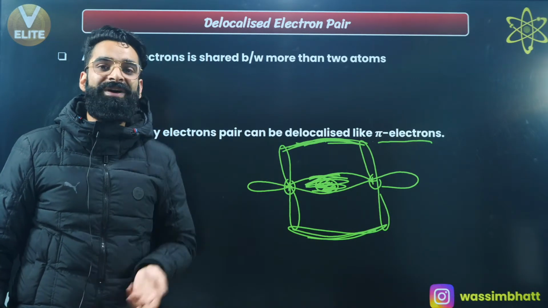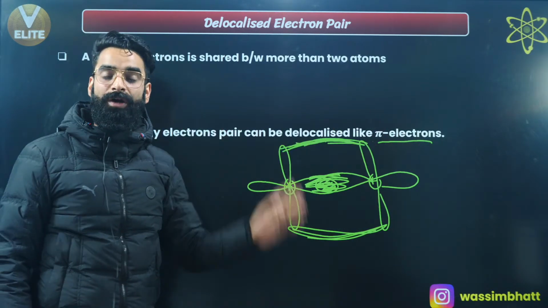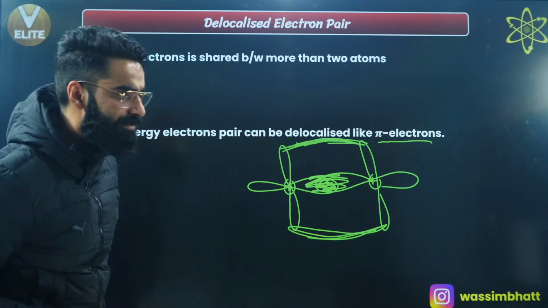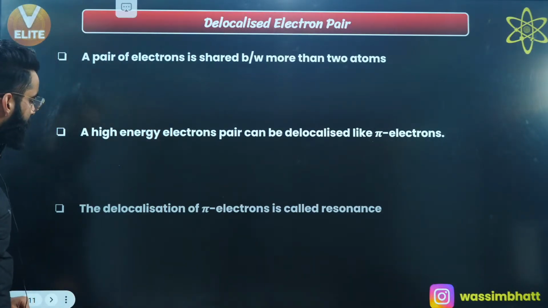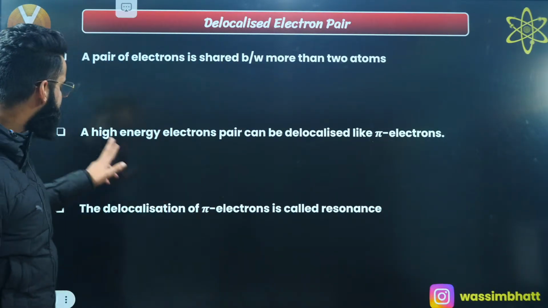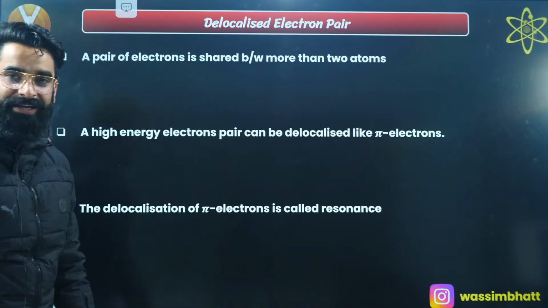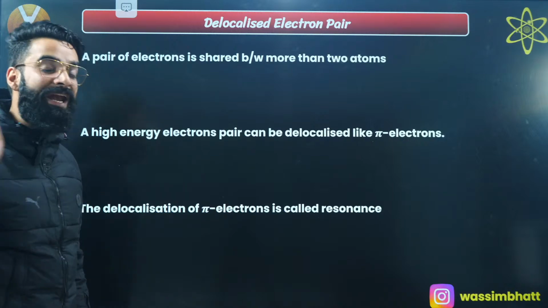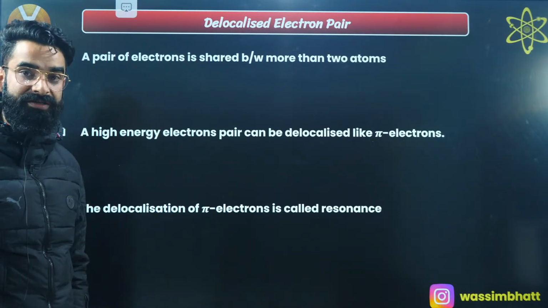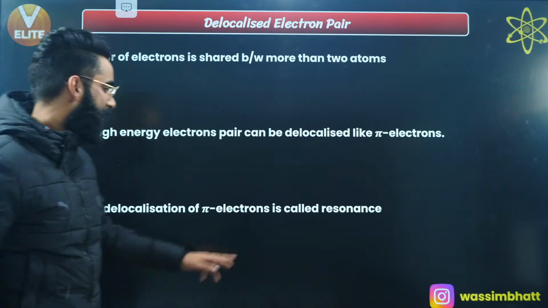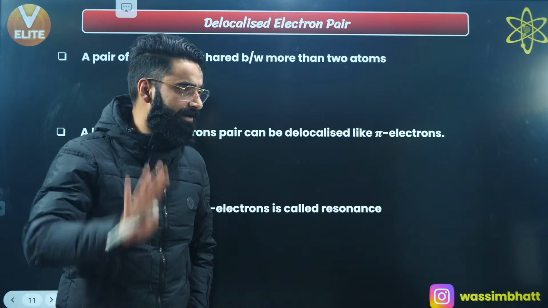Now, which electron pairs are delocalized? Remember, high energy electrons, like your pi electrons, can be delocalized, right? As we discussed, the delocalization of these high energy electrons is something we call resonance.